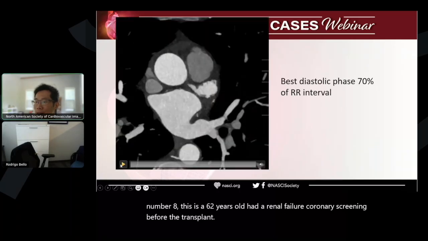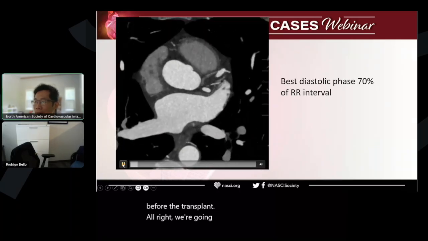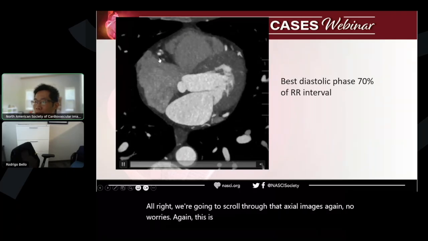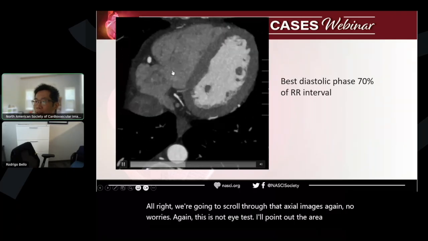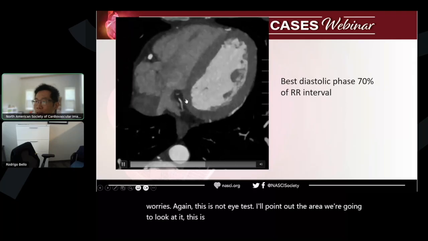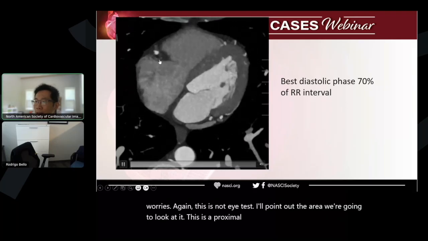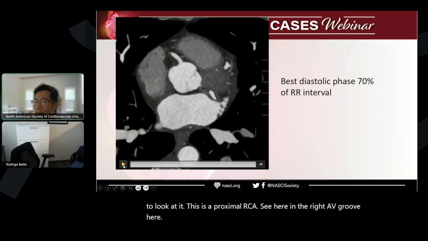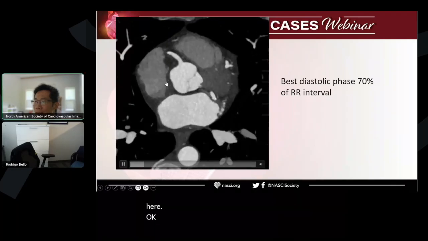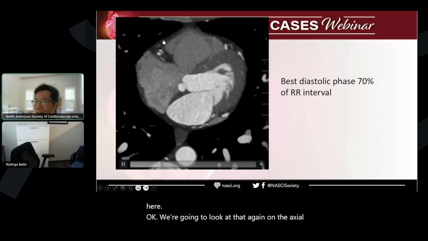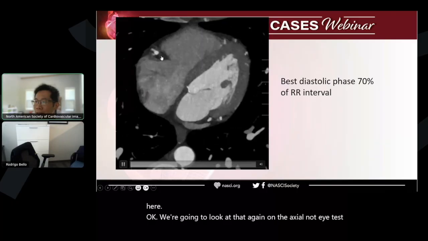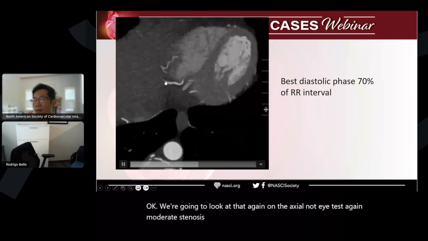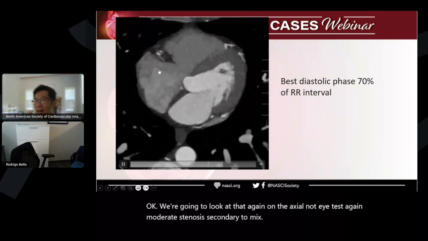We're going to scroll through the axial images again. No worries, this is not an eye test, I'll point out the area. This is the proximal RCA, see here in the right AV groove. We're going to look at that again on an axial. Again, moderate stenosis secondary to mixed calcified, non-calcified plaque right here.